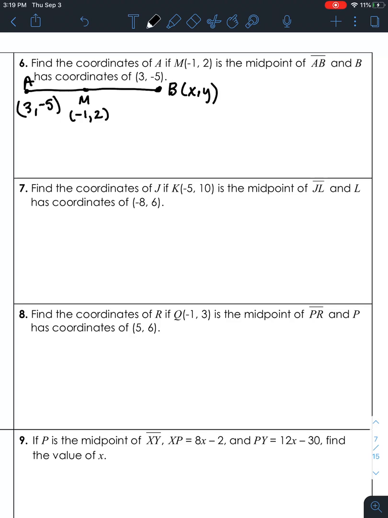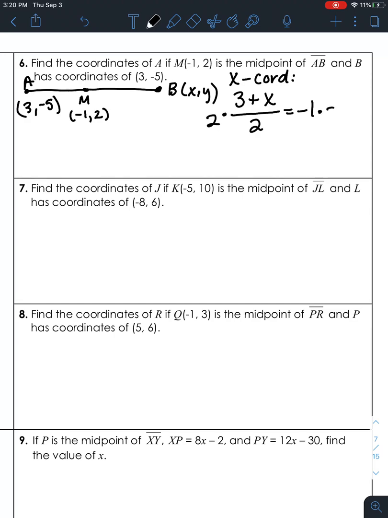So looking back at our formula, we added our x's, divided by 2, that got us our midpoint. So if we're looking for our x coordinate, I'm going to add my endpoint x, oops, that's 3, my endpoint x, plus my other endpoint, I don't know, divided by 2, will give me my midpoint x of negative 1.